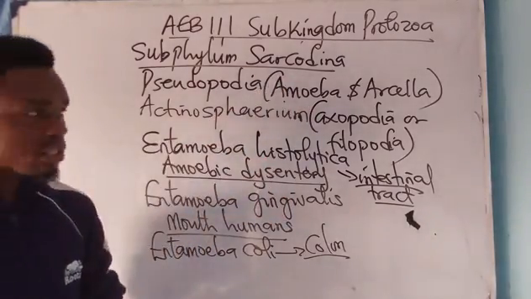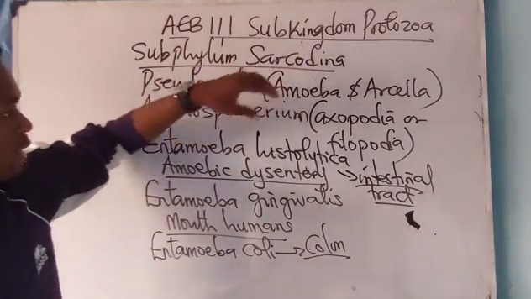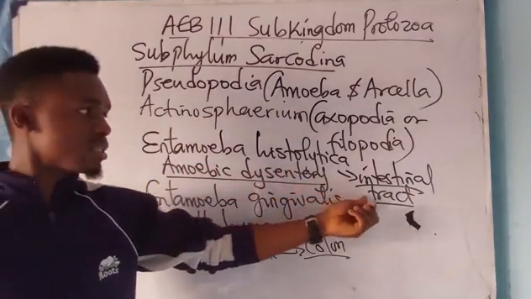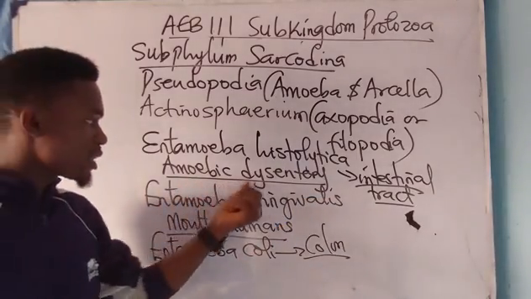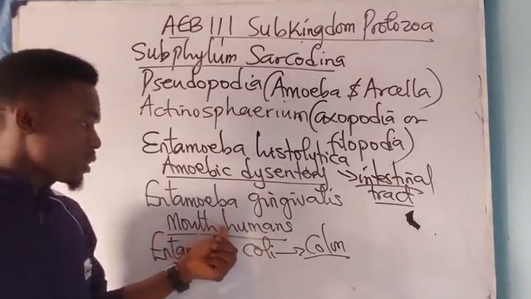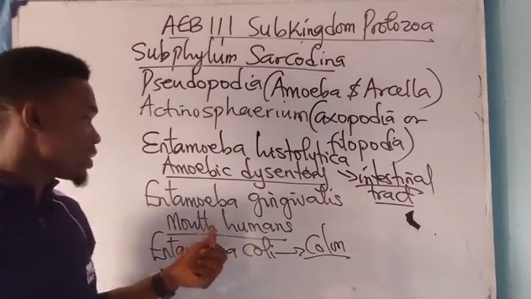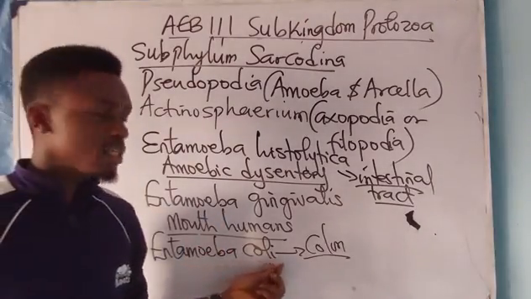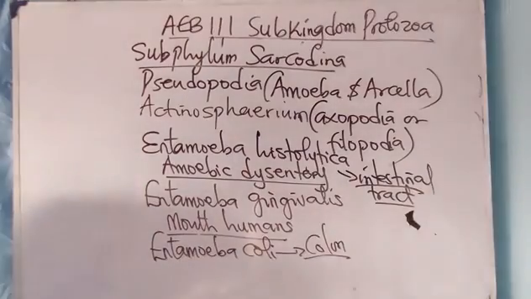All of these are sarcodines, but some are free living, while these ones are parasitic. Entamoeba histolytica is found in the intestinal tract and also in saliva. It causes amoebic dysentery. Entamoeba gingivalis is found in the mouth of humans, the oral cavity, and is associated with kissing. We now have Entamoeba coli, which is found in the colon of the large intestine. Please take note.